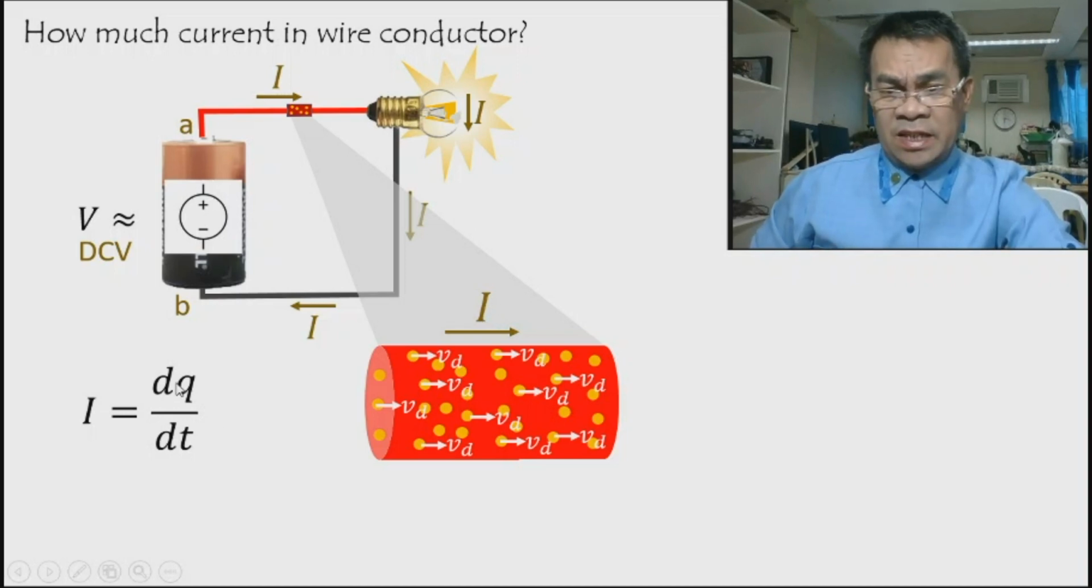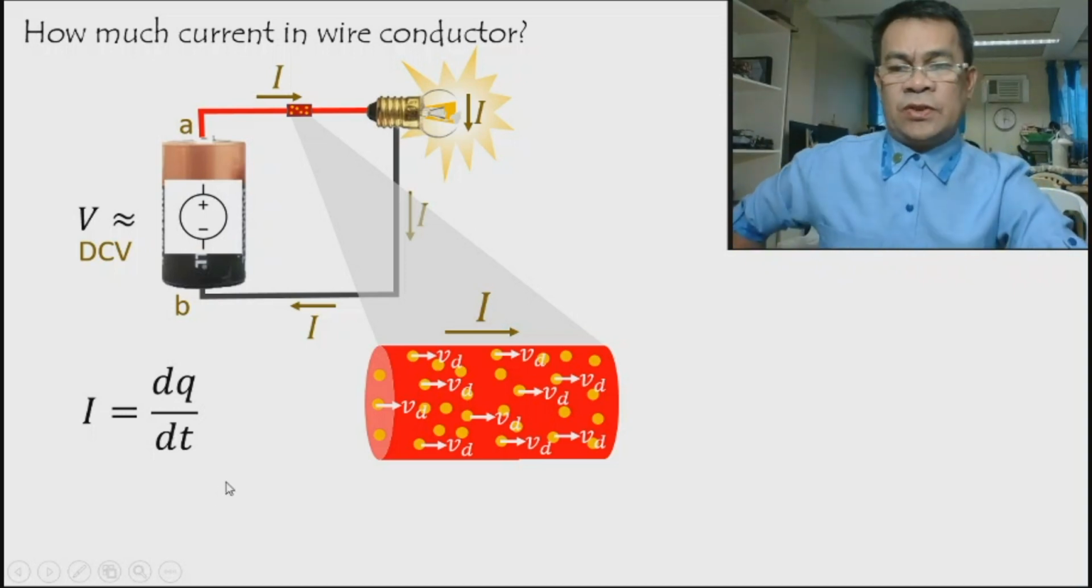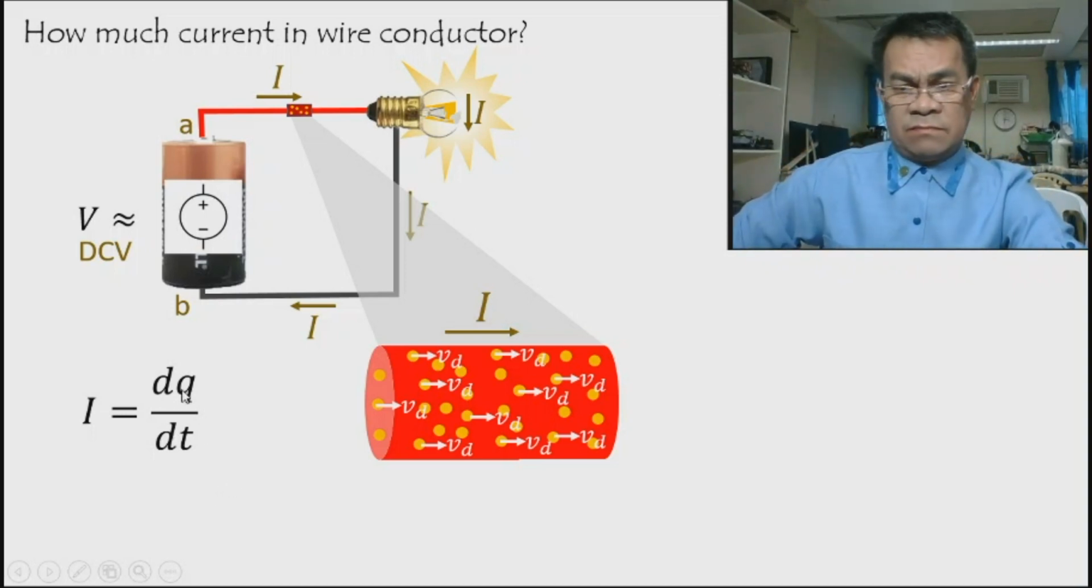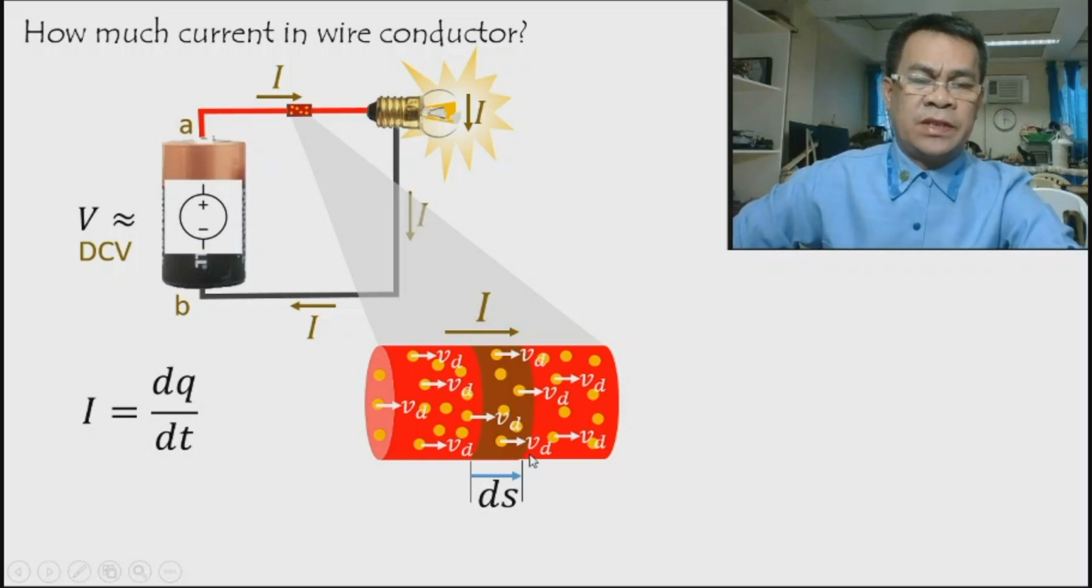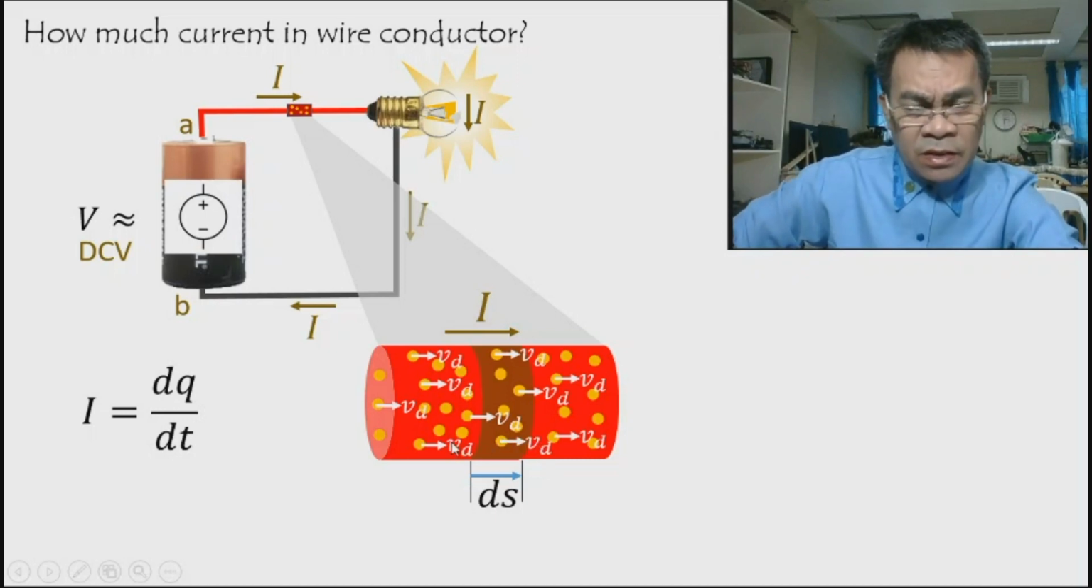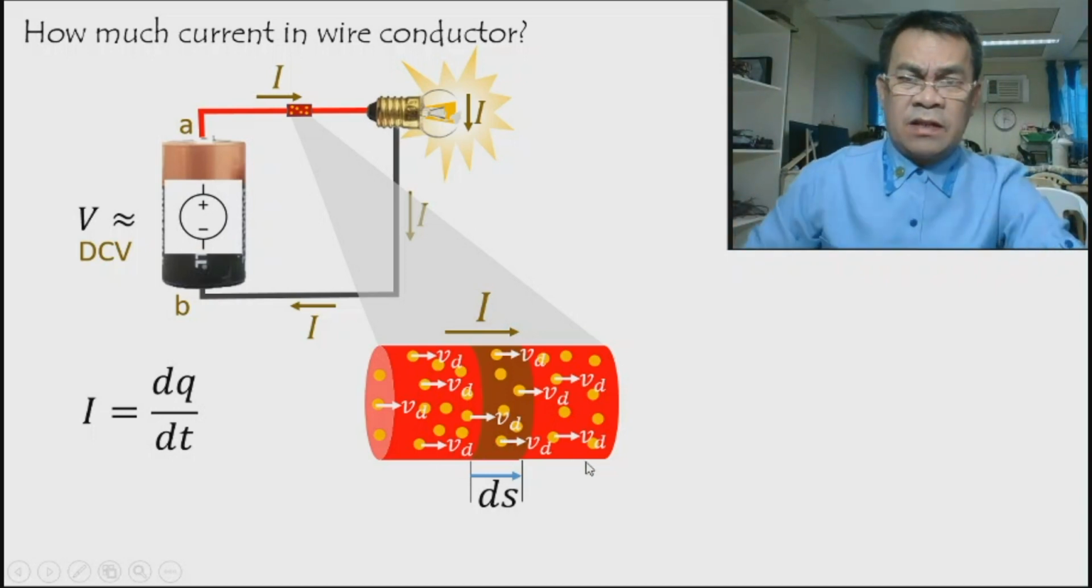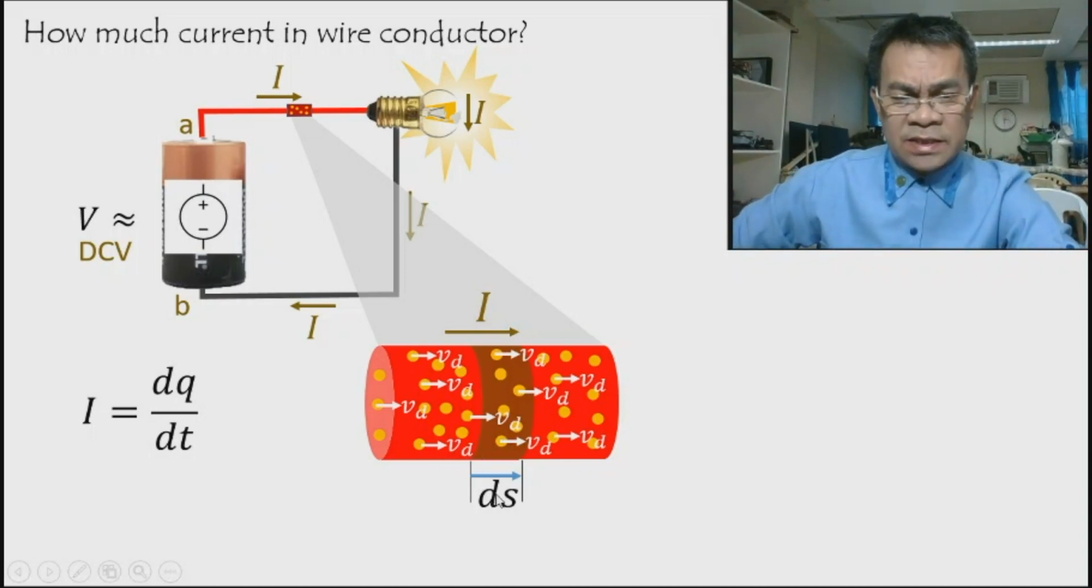What is I? I is dq over dt. So in order to answer this question, we need to find the dq and we need to find the dt. So we will consider a very, very small volume. Suppose we have this as the displacement of this particle, a very, very small displacement of this particle traveling within the conductor. We call this ds, the infinitesimal displacement.